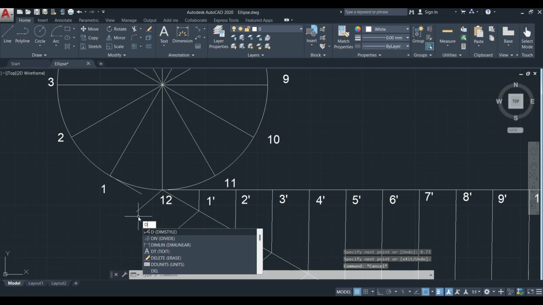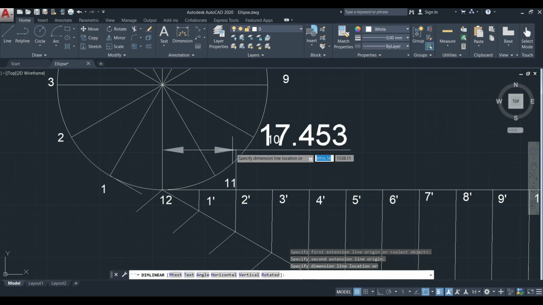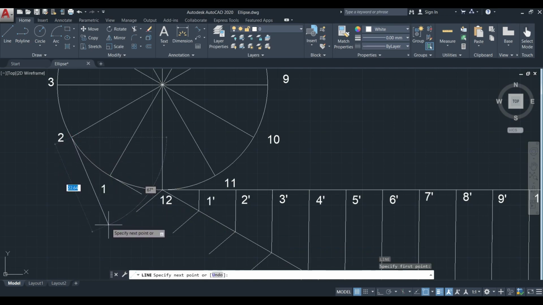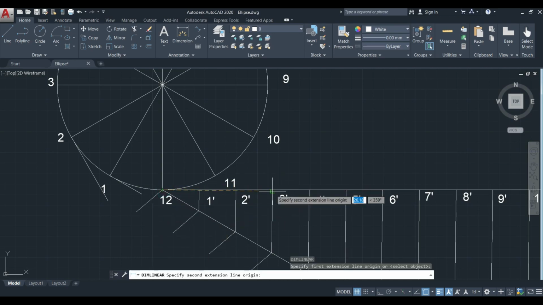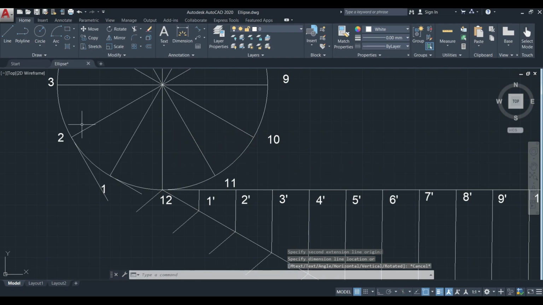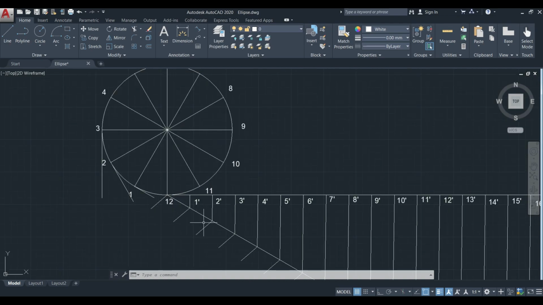Next, measure the distance between the point 12 and 2 dash. Here it is 17.453 mm. With that particular distance, draw a tangent at the point 2. Similarly, measure the distance between points 12 and 3 dash. Here this is 26.175 mm. With that particular distance, draw a tangent to the circle at point 3. Similarly, repeat the same procedure for all the other points on the circle.